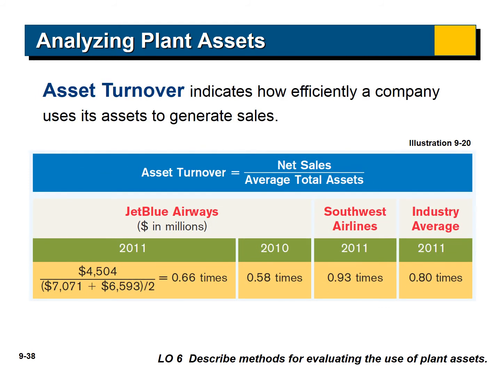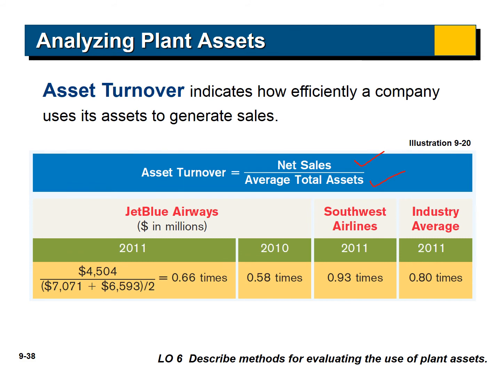Another one is called the asset turnover, which indicates how efficiently a company uses its assets to generate sales. So we take net sales and divide it by average total assets. Notice the difference here is it's net income in the previous one, net sales in this one. So this tells you how many times they sell their assets during the year. That's why they call it turnover.